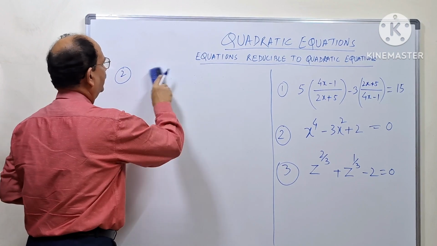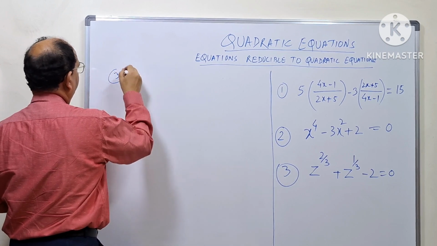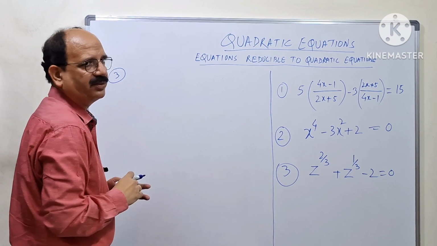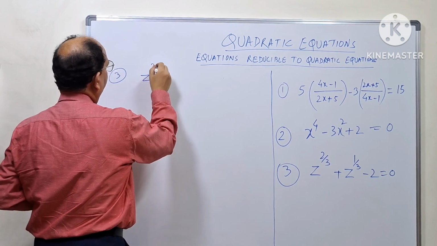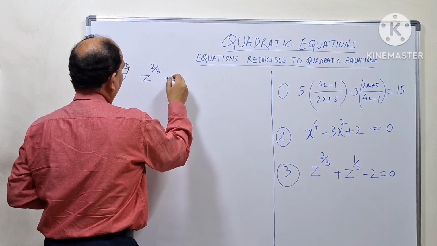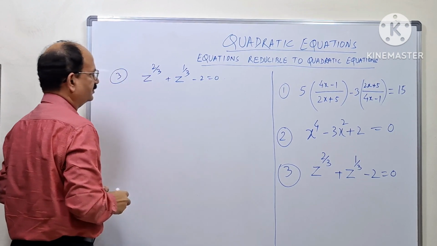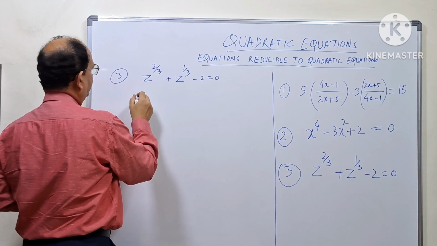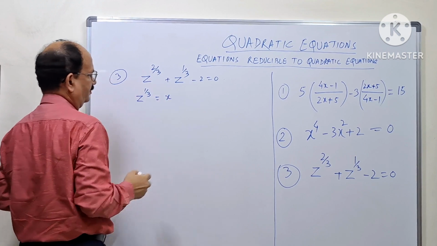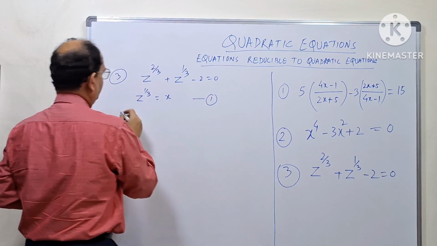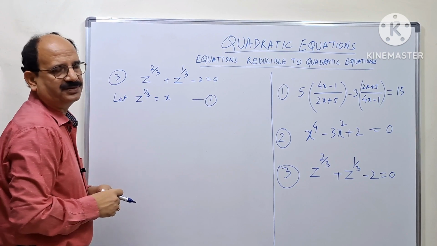Let's try working the third one. It appears a bit complicated, but once you start looking into it, it will not be that complicated. Let's take this example, the third one: z raised to the power 2 by 3 plus z raised to the power 1 by 3 minus 2 is equal to 0. In this case, let's take z raised to the power 1 by 3 is equal to x. So that is our first assumption.